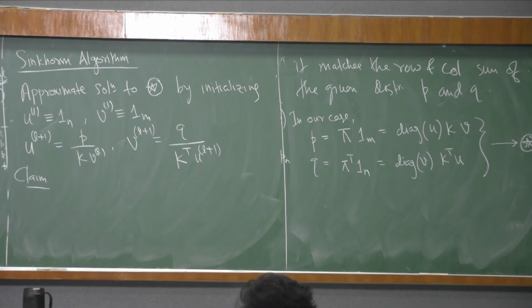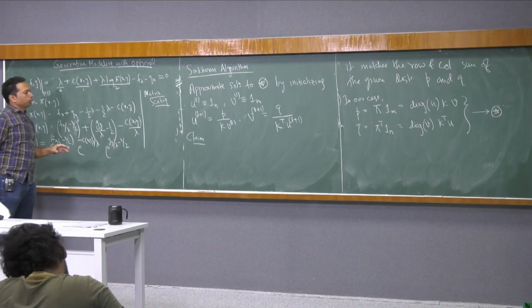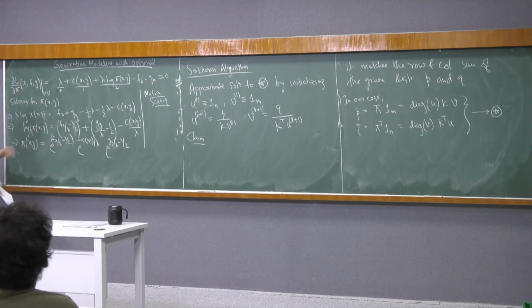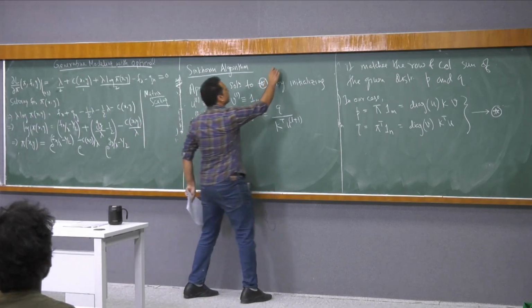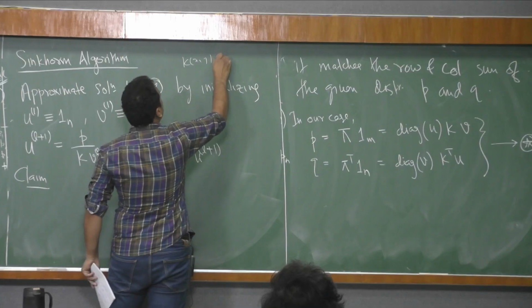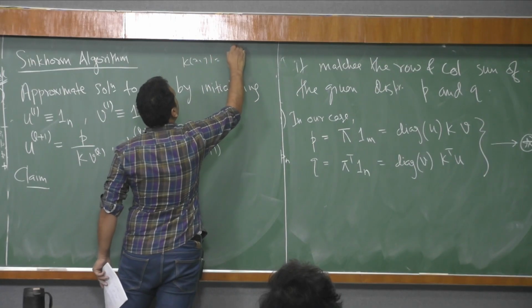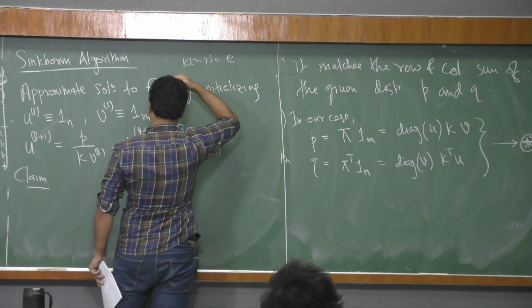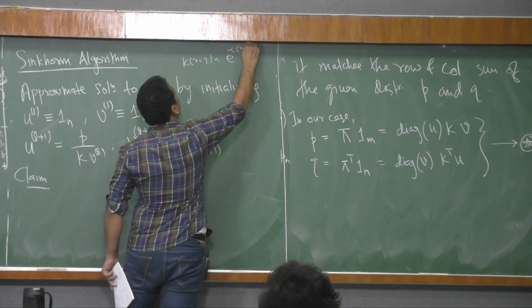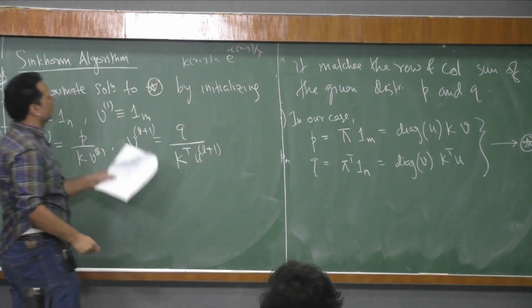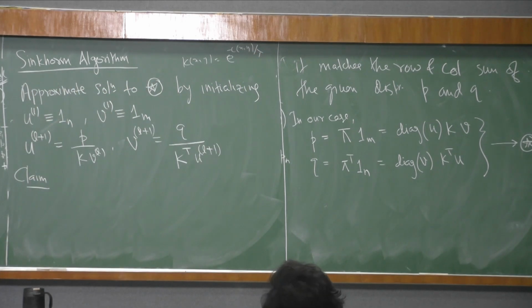The K matrix you know. The OT problem is given. You consider the entropy regularized one, where lambda will show up. From the cost, you construct this K matrix as the exponential of minus Cxy by lambda. So this is the matrix you create, because it's a discrete case.